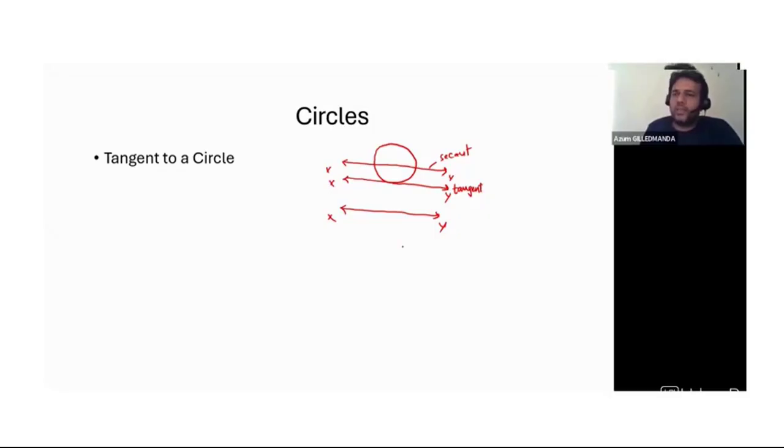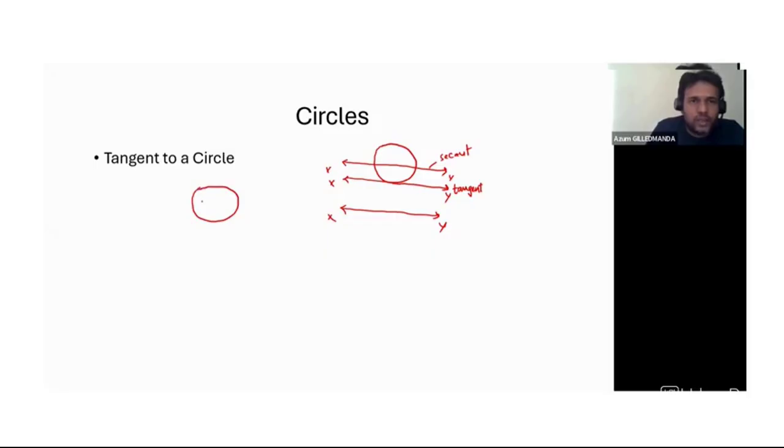So basically, there are two new terms that we are learning today. One is a secant, one is a tangent. What is a secant? A secant is a line which divides the circle into two parts. And a tangent is a line which touches the circle at only one point. That is a tangent.